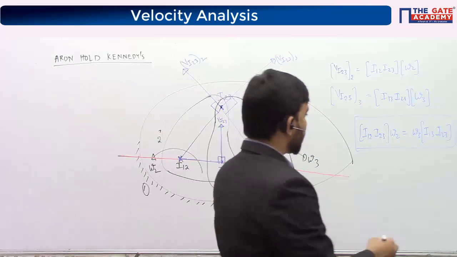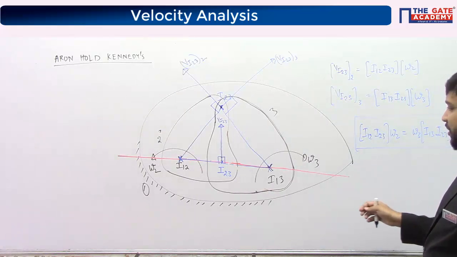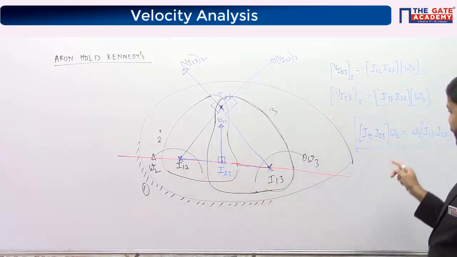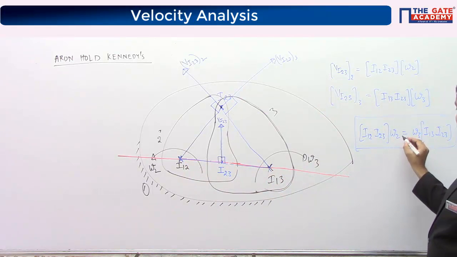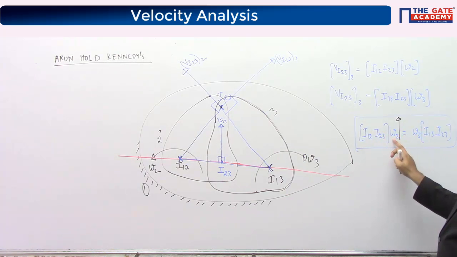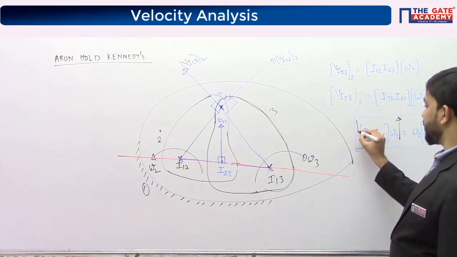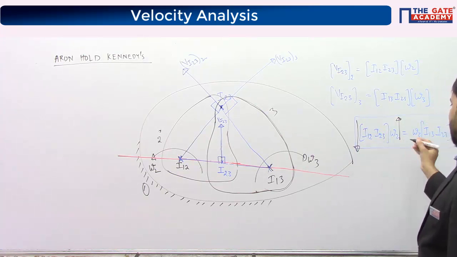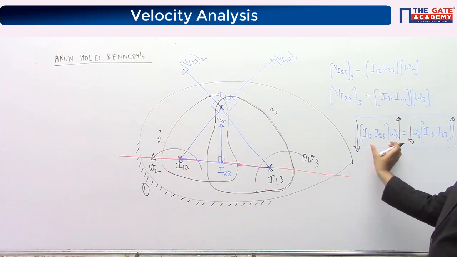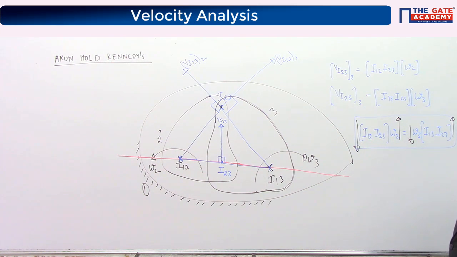If you ask whether this I center lies closer to this one or closer to that one, it depends upon the omega values, okay? If omega 2 is more, this product should be the same, right? So this distance should be less. If omega 3 is less, this should be more. The product of these two and the product of these two should be exactly the same.